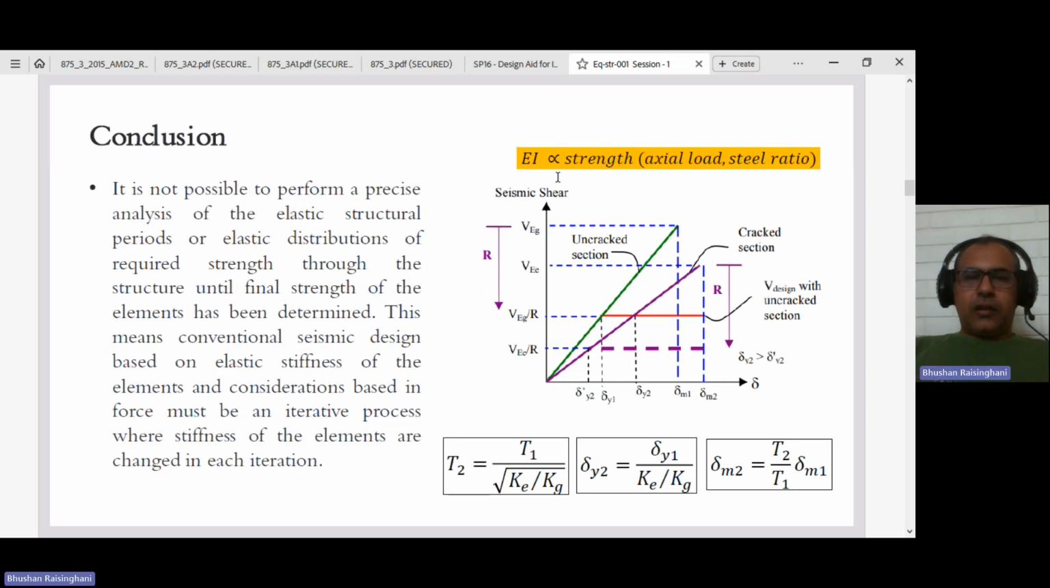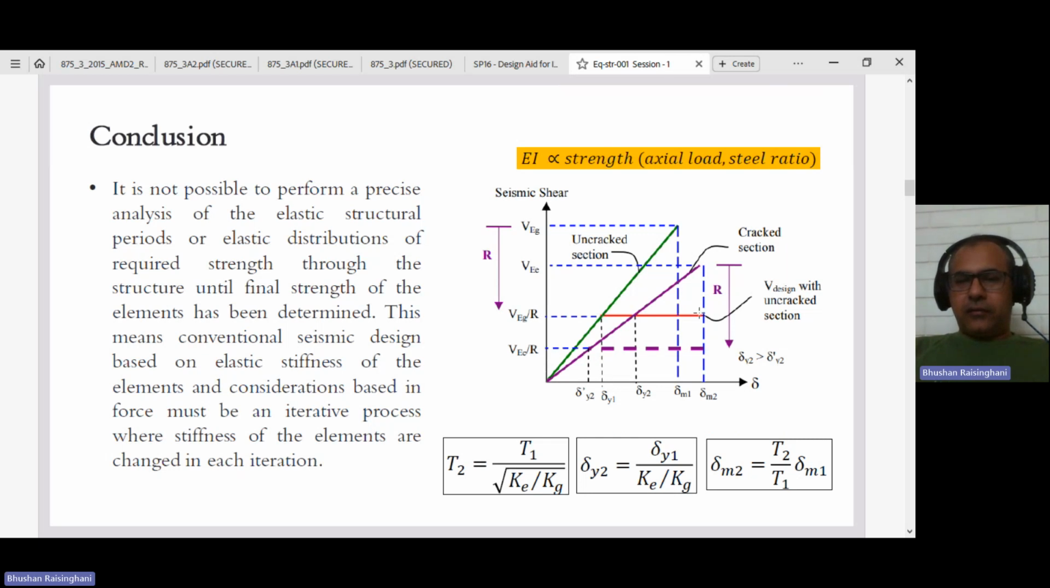So conclusion, EI is directly proportional to strength, which is axial force and the steel ratio. If you refer to this uncracked section shown by the green line, and cracked section shown by the violet line, there is a difference in the stiffness of the element. Correspondingly, you will see that the yield displacement value changes. Based on that, your ductility also changes, and the ultimate displacement is also changing for the elastic design.